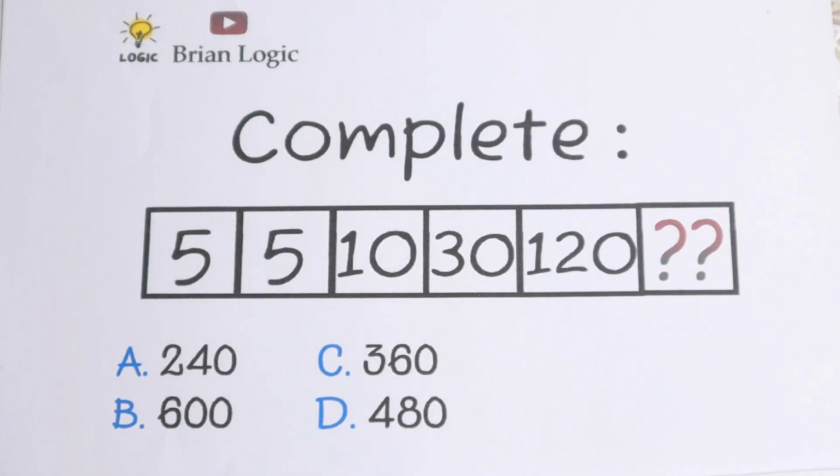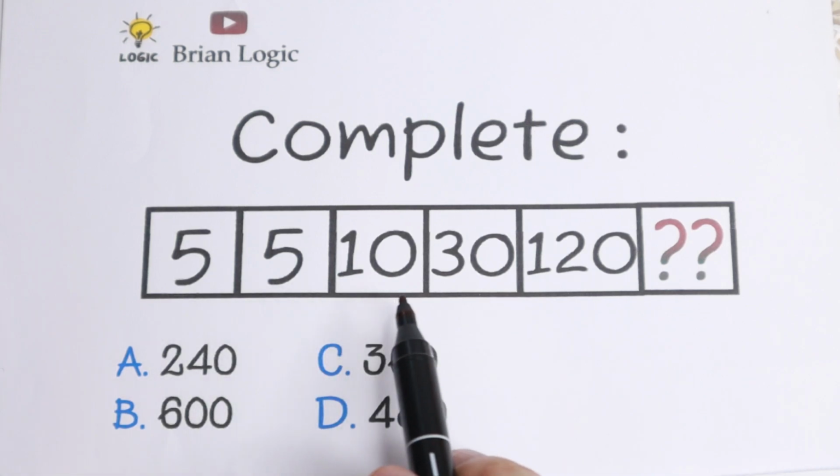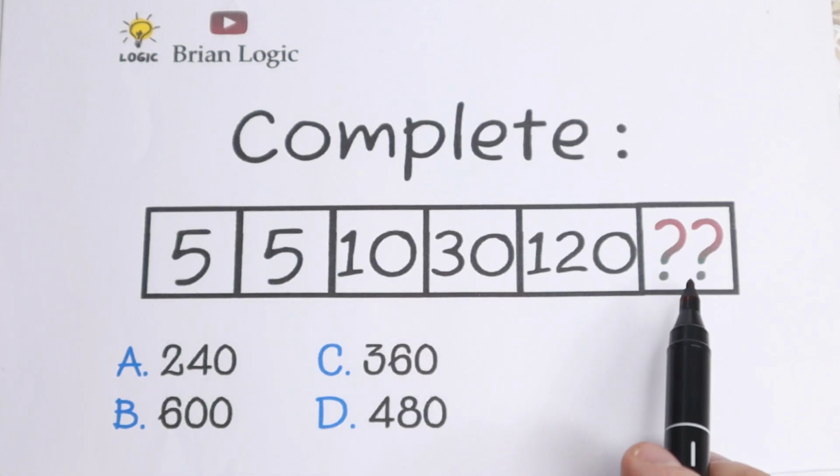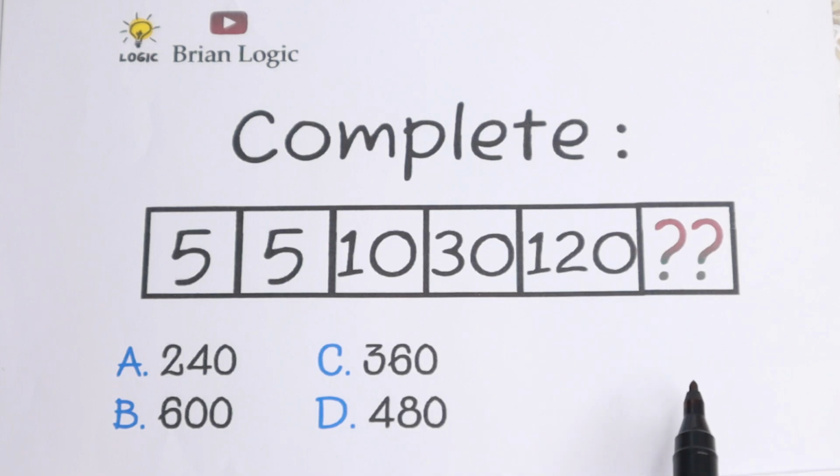Hello everyone, let's solve this interesting brain test today. We have a numeric series and we need to complete this numeric series. We have 5, 5, 10, 30, 120 and we need to find the last number of this numeric series. So right here we have a lot of options A, B, C and D.